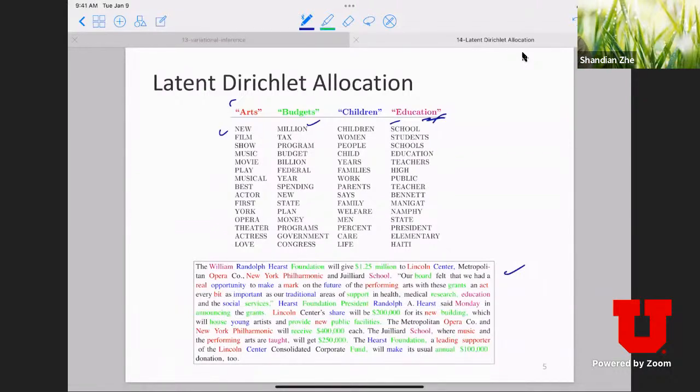So for arts, the words talking about arts are mostly film, show, music, movie, actor, opera, theaters, those kinds of things. And for budgets, they mostly talk about money: millions, tax, program, budget, billing, federal, and so on. Children and education is about schools, teachers, public, state, elementary, and so on.